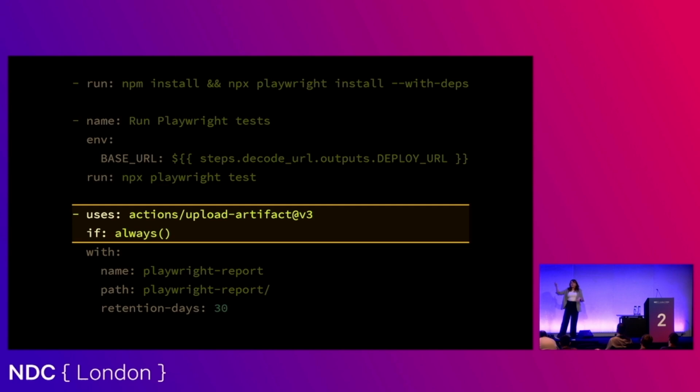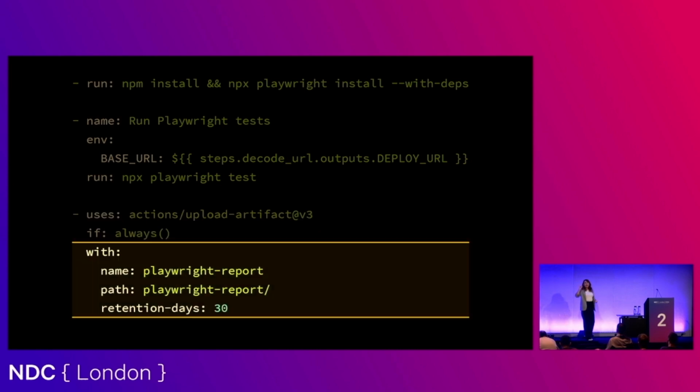But if the test has failed, I still want my report. I want to actually see what's failed. So I'm going to make sure this always runs, whether it passes or fails. I always want it to upload the report. I'm then going to get it to upload the Playwright report, which is in the Playwright report folder. And I want to keep it around for about 30 days. I want to be able to look back on it afterwards, but we don't need all of these reports continuing to clutter up our repo, so it can delete it at some point.